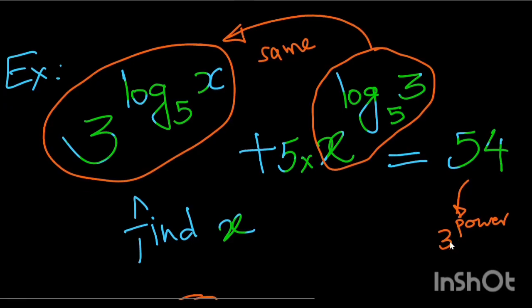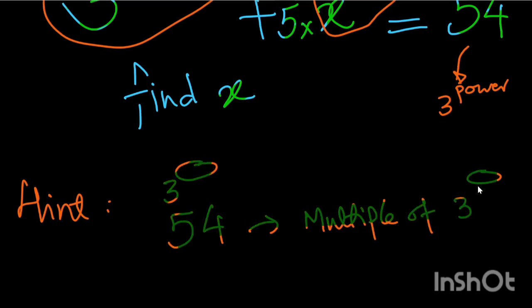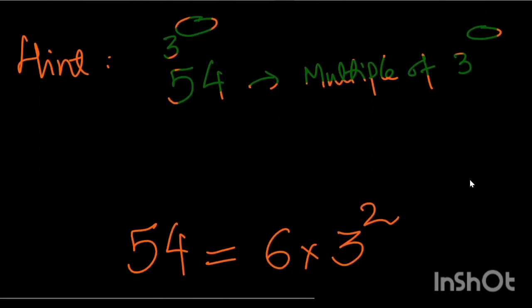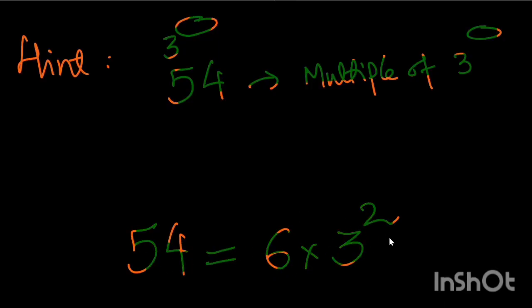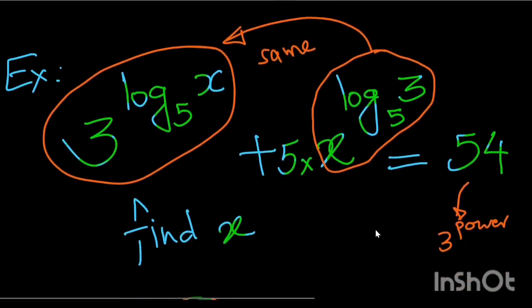We will try to express 54 in the power of 3. Okay, 3 to the power something, we will try to express 54 as a multiple of 3 to the power something. So if you see, 54 is nothing but 6 into 3 square. So that way we will proceed, guys.